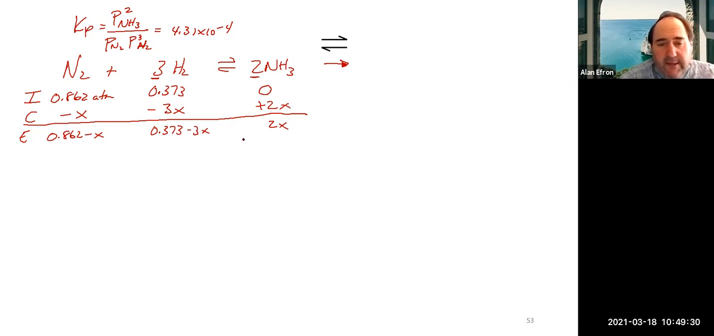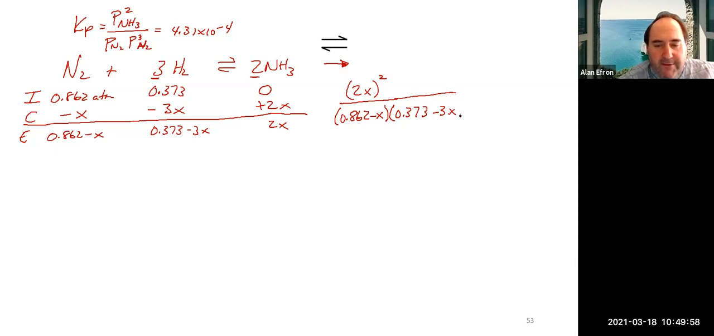Just like we've done before, we're going to put these into our equilibrium expression. That would get us 2x squared on top, divided by our reactants, which would be 0.862 minus x, and 0.373 minus 3x, and we also need to cube that. And that's going to equal our Kp value of 4.31 times 10 to the minus 4. At this point, we need to solve for x.